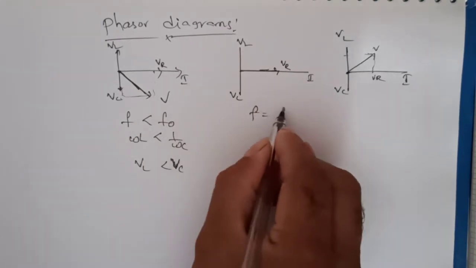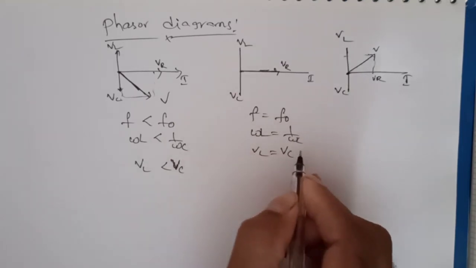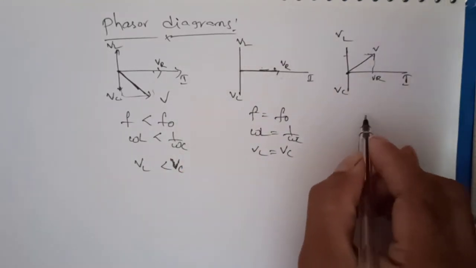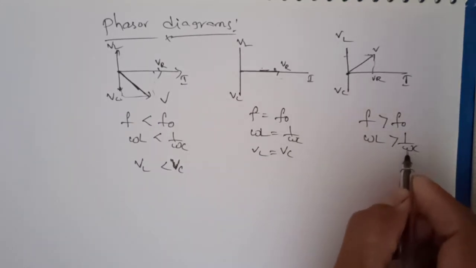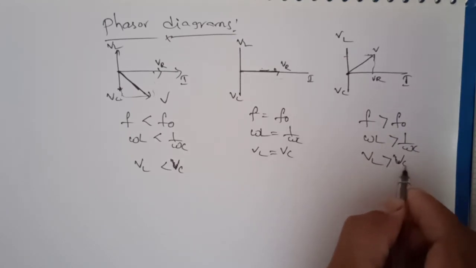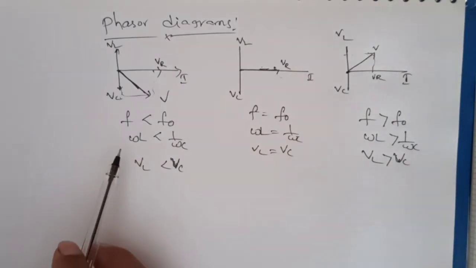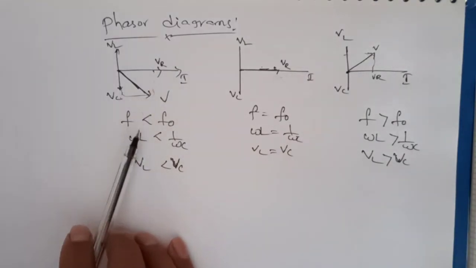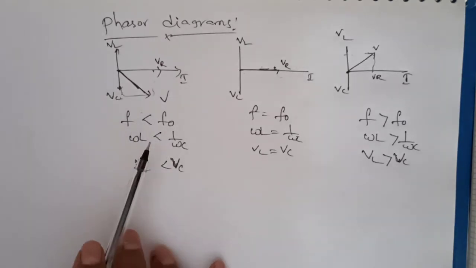Now at F equal to F naught, omega L equals 1 by omega C, so VL equals VC. That's why we simply get the voltage across the resistor. Whenever F is greater than F naught, omega L becomes greater than 1 by omega C, so VL is greater than VC, and the voltage leads the current. So for any frequency F lower than the resonant frequency, inductive reactance is less than capacitive reactance, hence the voltage drop VL is less than VC. So the current I leads the supply voltage, or we can say the voltage lags the current.